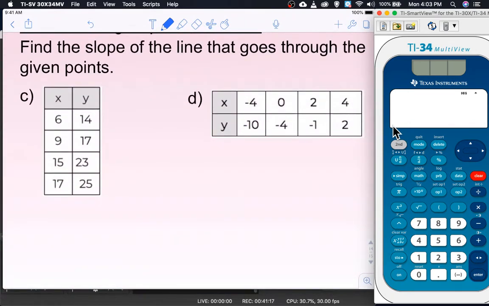All right, if you could please try these two right now. Pause the video, try them on your own. When you're ready to continue, hit play, and we will go through it together.